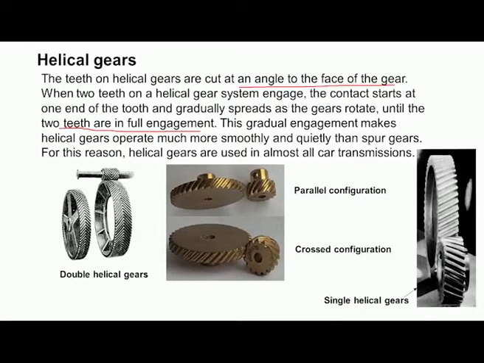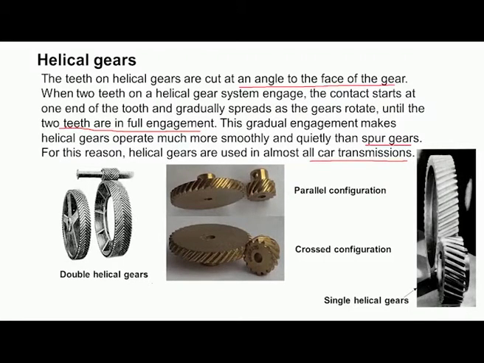In the case of spur gears, there will be impact from one tooth to the other, whereas in the case of helical gears, since the engagement is gradual, there is no impact and noise is very less. For this reason, helical gears are used in car transmissions.